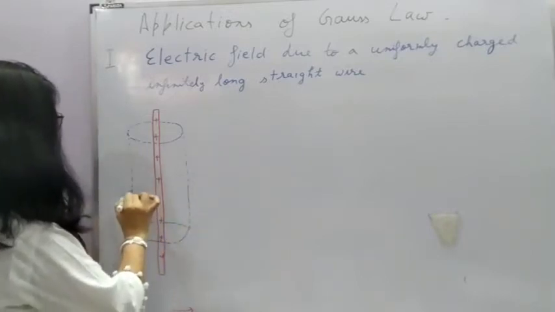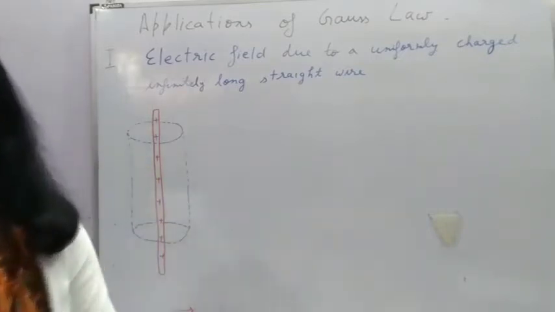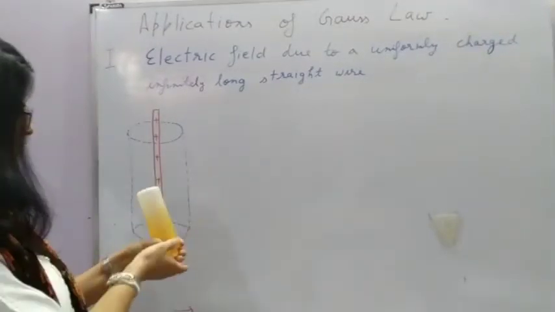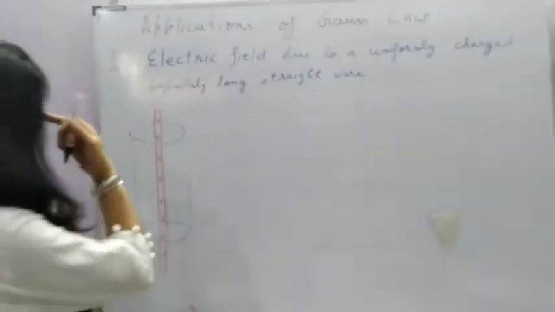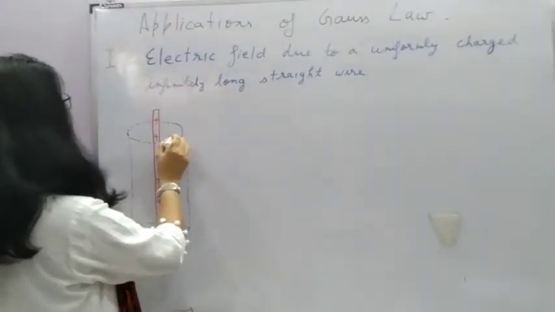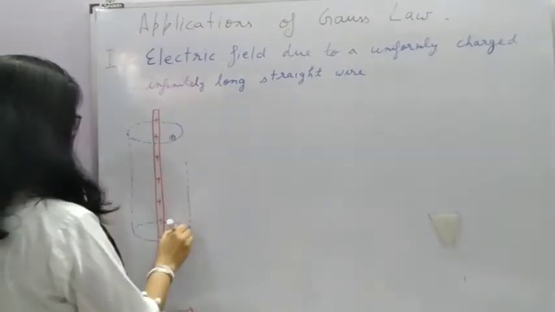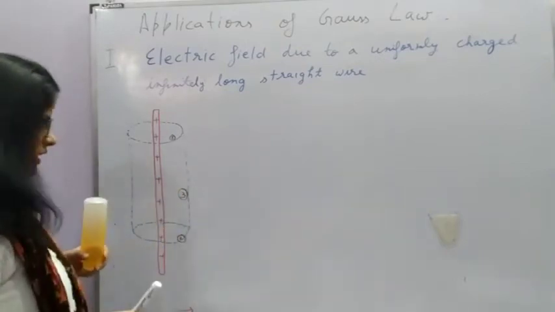How many surface areas does this cylinder have? It has 3 surface areas. For example, this is the lid, this is the base, and this is the curved surface area. Let's mark these surface areas: this one is the first surface area, this is the second surface area, and this is the third surface area.